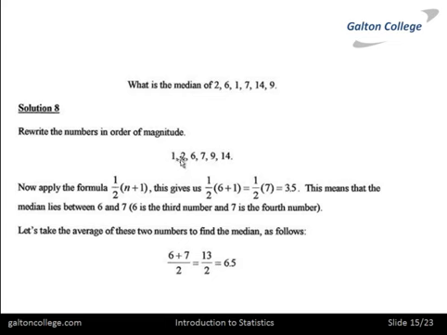So you've got 1, 2, 3, 3.5. It's in there. And take an average, so it's about 6.5. There we go. 6.5.